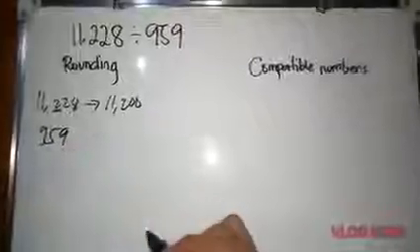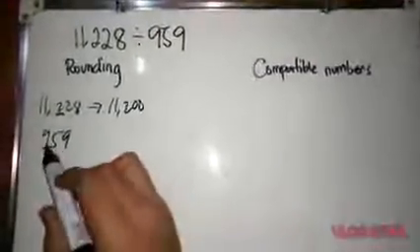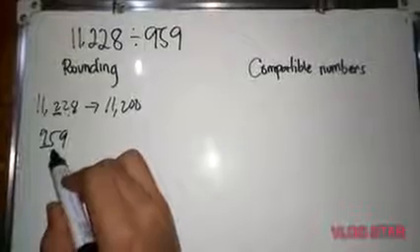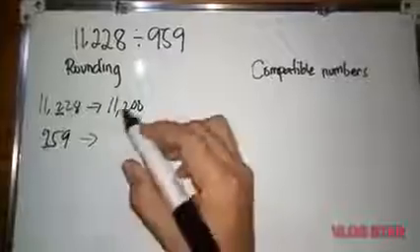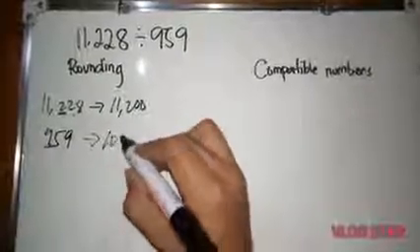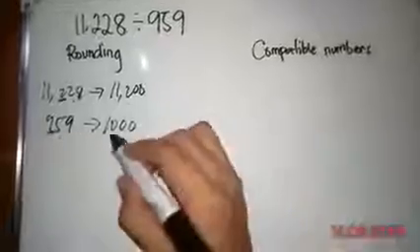959. The digit in the hundreds place is 9, and the next digit to 9 is 5. So we round it up by adding 1 to 9. So 1,000, then we can start to divide.